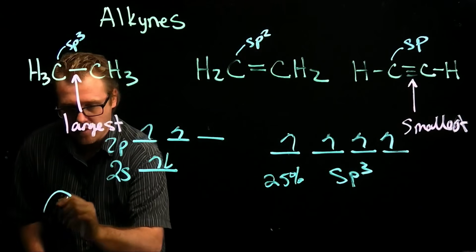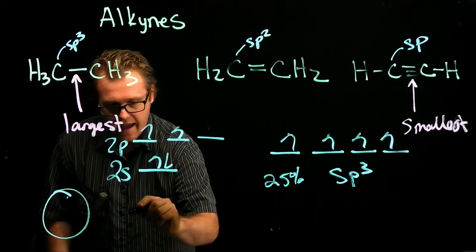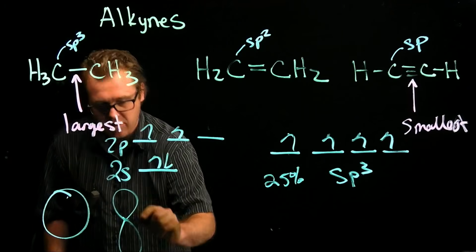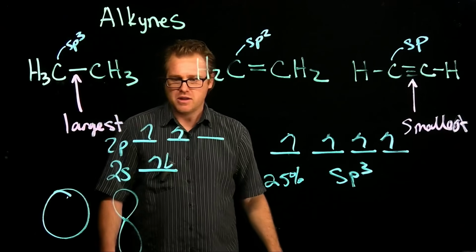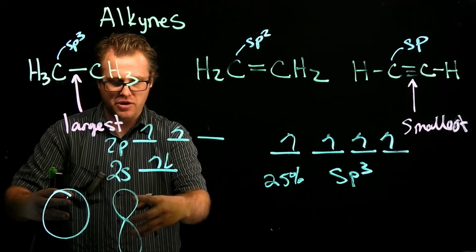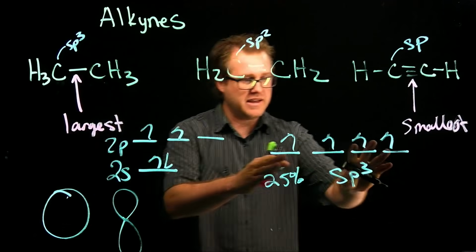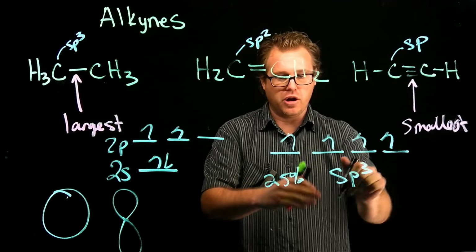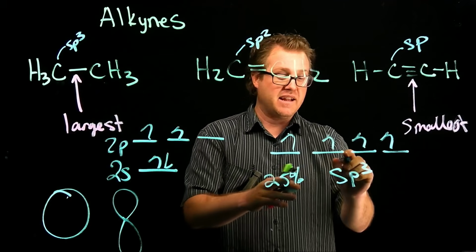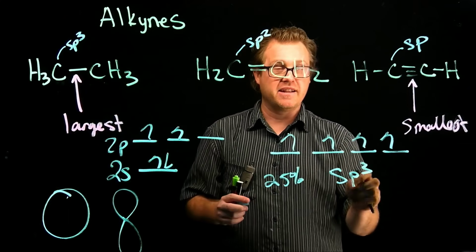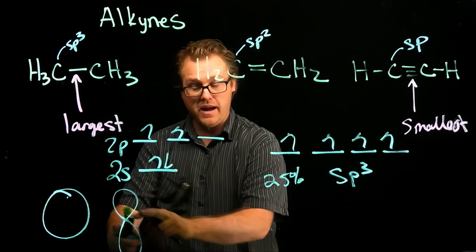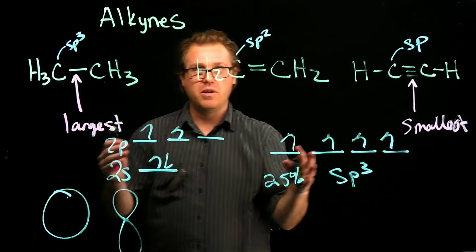Remember, an s orbital is spherical, and then a p orbital kind of looks like dumbbells. So when we hybridize these two to get these guys, it's going to look 25% like an s and 75% like a p. Not a full p and not a full s, but a hybrid of the two.